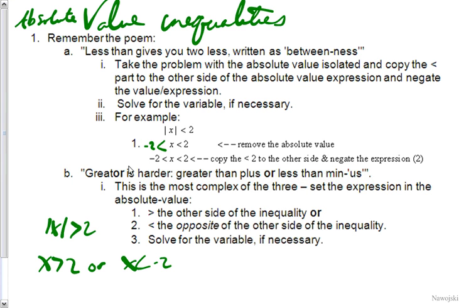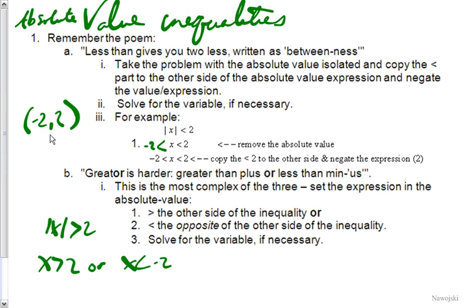Sometimes there may be a little bit more stuff so you're going to have to solve, but you should be okay. You can always check too. Think about it. This is all the numbers between -2 and 2, not including them. If we wrote it in interval notation, it would be -2 to 2, with parentheses.